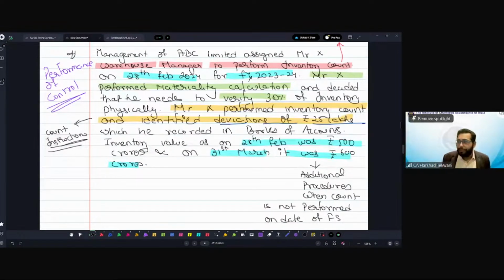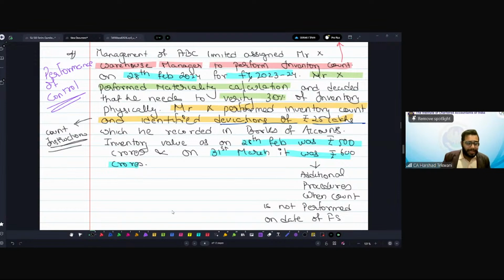What procedures do you need to perform with the physical inventory count? When is it required to be performed: midnight, early morning, when? What is the time on 20th Feb that you need to perform the count? Who will be present while performing the count? Only Mr. X? How do you need to document the outcome of the count? For example, if there is a deviation of 25 lakh rupees, do you have the detailed listing of 25 lakh rupees? What is the item missing?